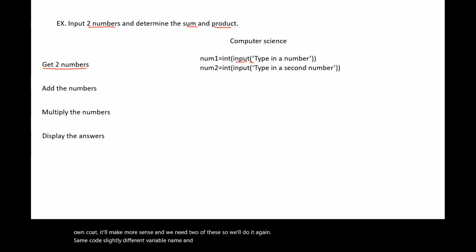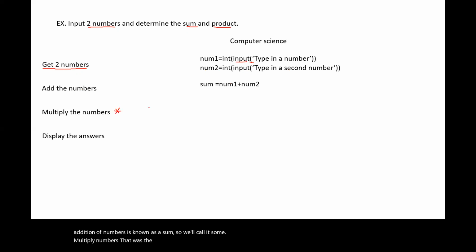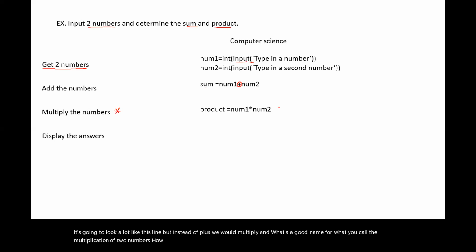How do we add the numbers? We're going to use a plus sign. We're adding num1 and num2, and we need to store it somewhere. And we store it in something that makes sense. The addition of numbers is known as a sum, so we'll call it sum. Multiply numbers, that was the asterisk. It's going to look a lot like this line, but instead of plus, we would multiply. And what's a good name for what you call the multiplication of 2 numbers? How about product? So num1 times num2.